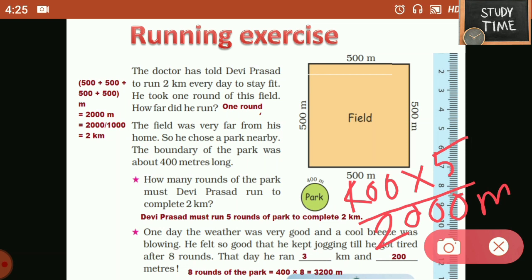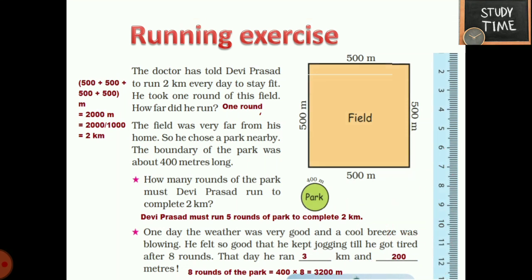One day the weather was very good, so he was just jogging for 8 rounds. That day he had run, see, 400 into 8 is 3200 meters. What is 3200 meters? 3 kilometers and 200 meters.